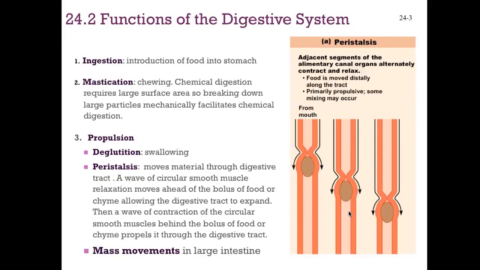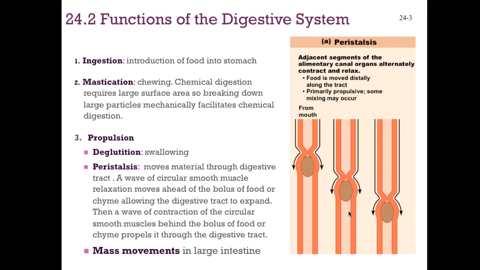So what are the functions of our digestive system? One of the functions is ingestion, of course, bringing that food into our stomach. Two is mastication, which literally means chewing. So we are going to masticate for chemical digestion, and we want a large surface area to break down large particles. And then mechanically, we are using our muscles to break the food apart. That will help with that chemical digestion.